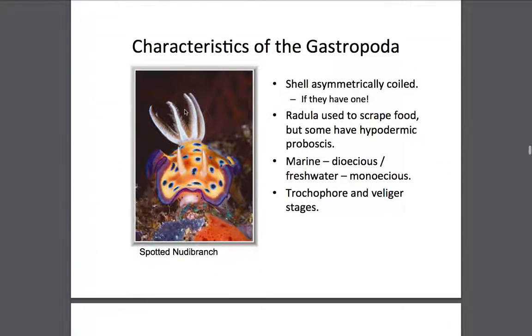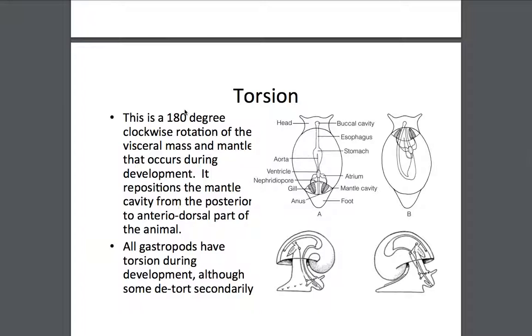So the larva is born like a normal snail, and it develops normally. And then at a certain point during development, the entire visceral hump, the entire visceral mass, turns 180 degrees. Which means you now have your mantle cavity on top of your head.